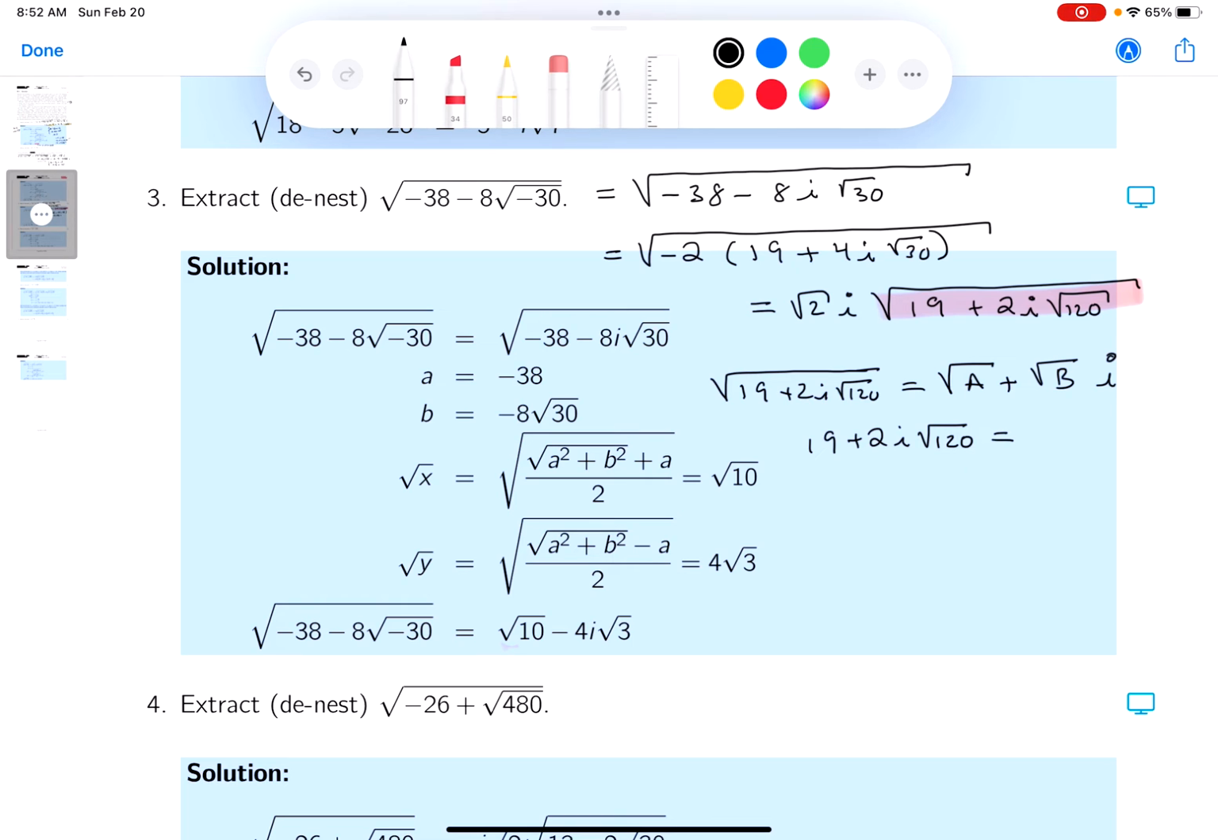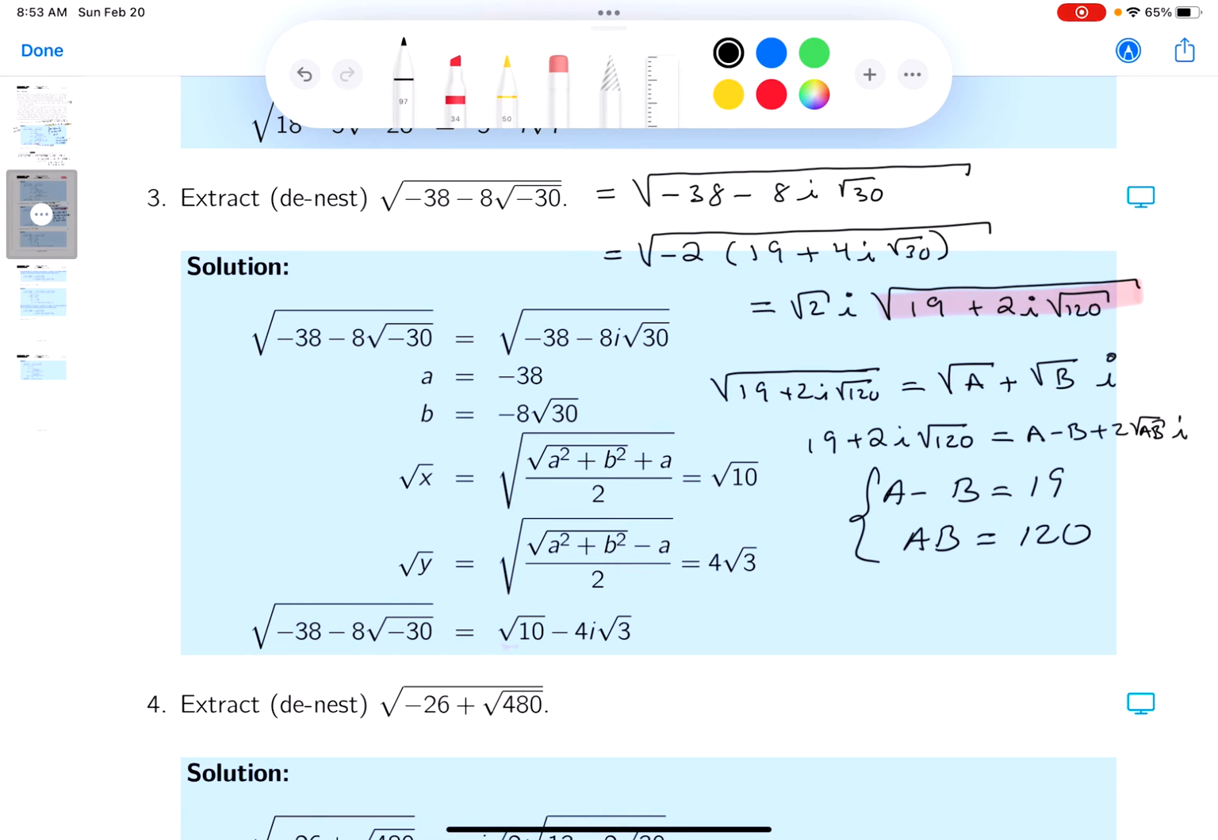So I squared the left side. And the right side, when you square it, what do you get? You would get A minus B plus 2 root AB i. Now, what do I know? I know A minus B is equal to 19. And I know, let's write this down, AB would be 120.